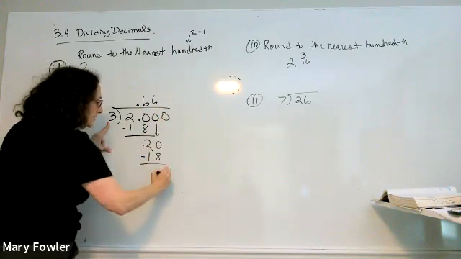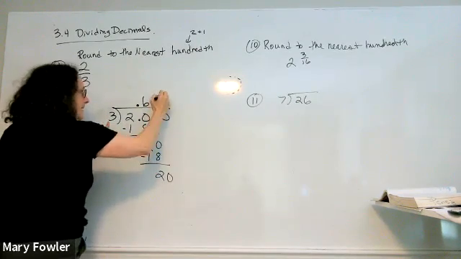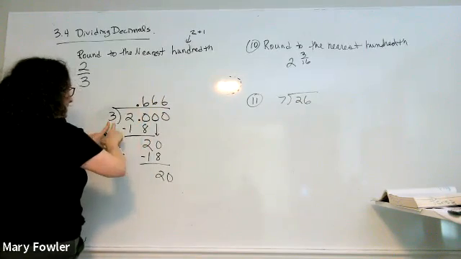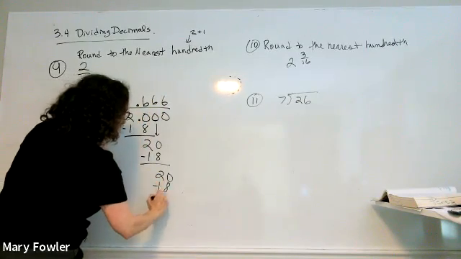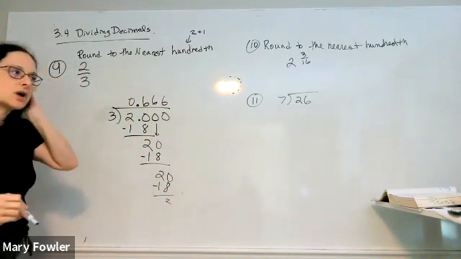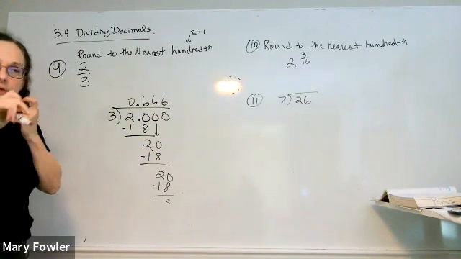Subtract, and 3 is going into 20. It's kind of repetitive. Repeating decimal. 6 times 3 is 18. Okay, and so we know that we were asked to express this answer to 2 decimal places.